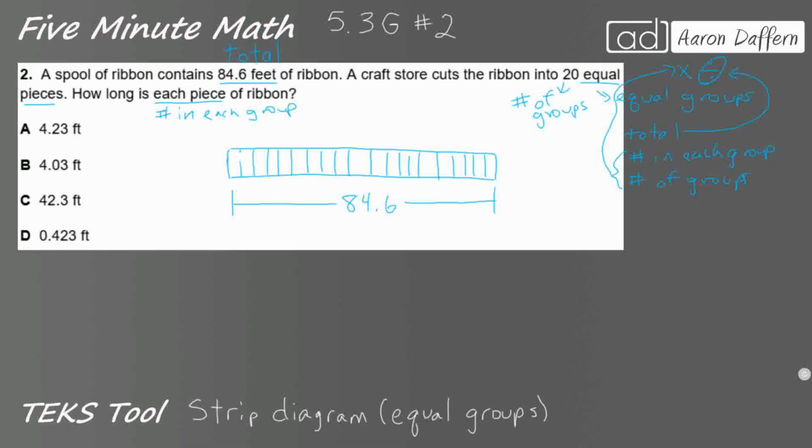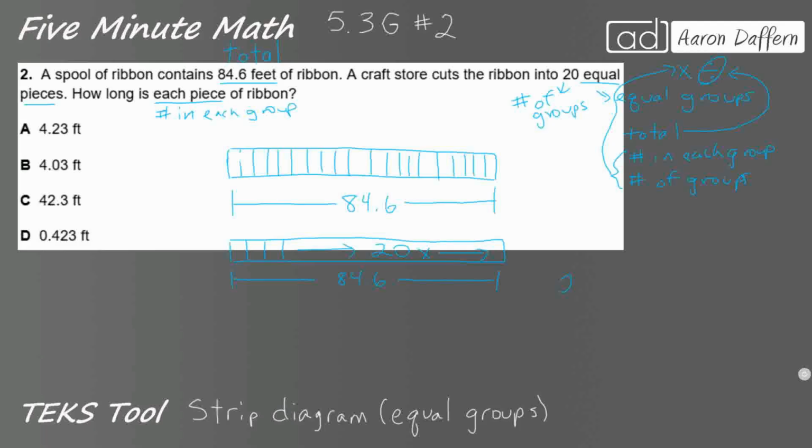You could also just do this. You can just do your 84.6 if you wanted to represent it. And since you got so many groups, you could just do group, group, group, and then you can go like this. You can say 20 times. So just to know that you're doing that 20 different times, 20 groups. Either way kind of works.